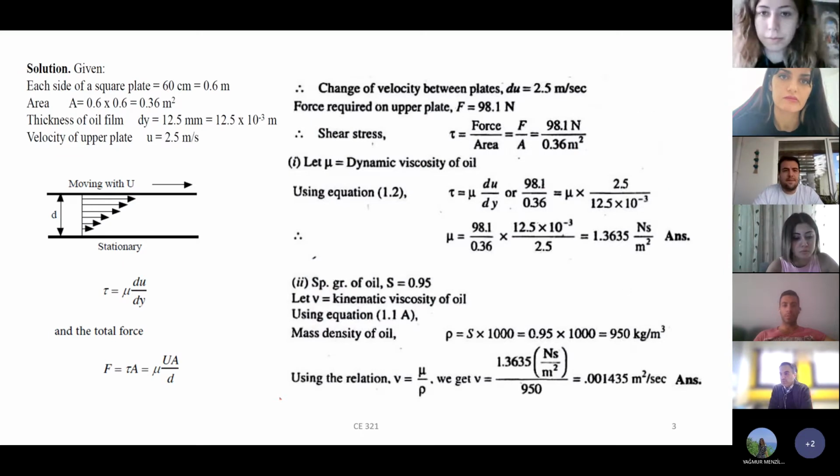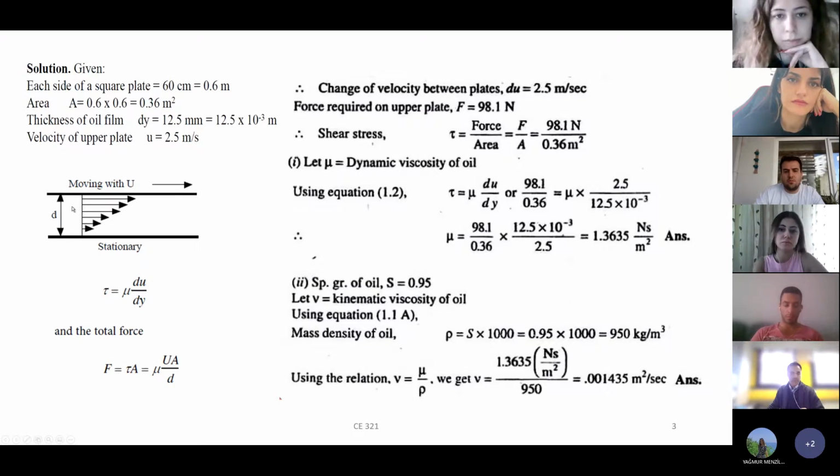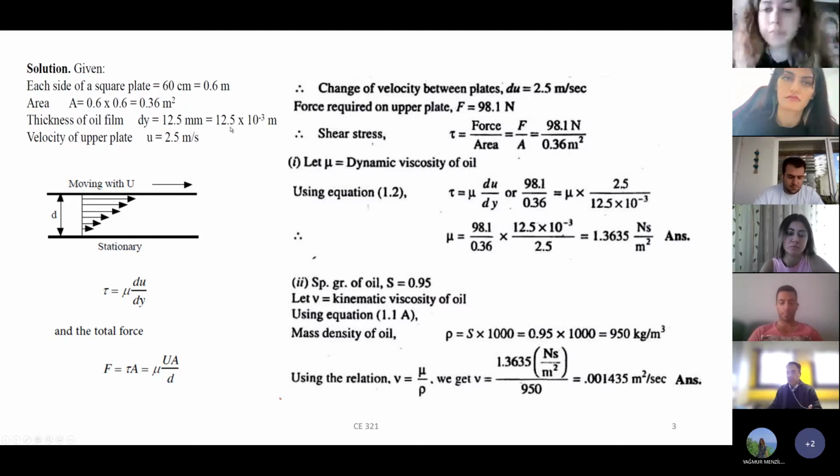Again, as usual, we summarize the information at the left side. As you see, we have a plate 60 centimeter each side. Therefore, the area can be found easily. It should be 0.36 meters square. We have the area, the thickness d between two layers, or thickness of the oil, is 12.5 millimeter. We are solving every problem in SI unit in this course. Therefore, our thickness is exactly equal to 12.5 times 10 to the power minus 3 meter.